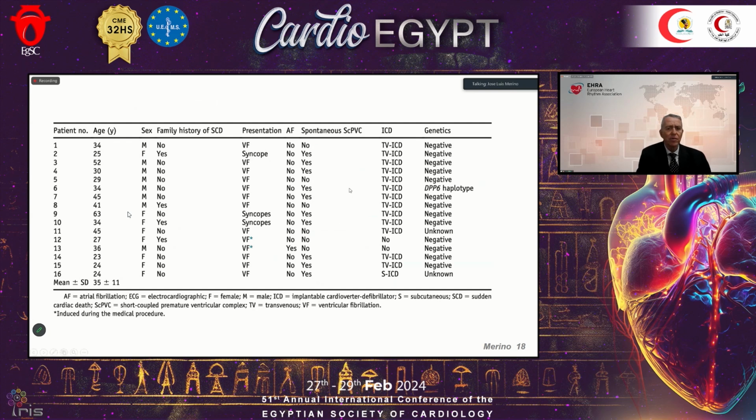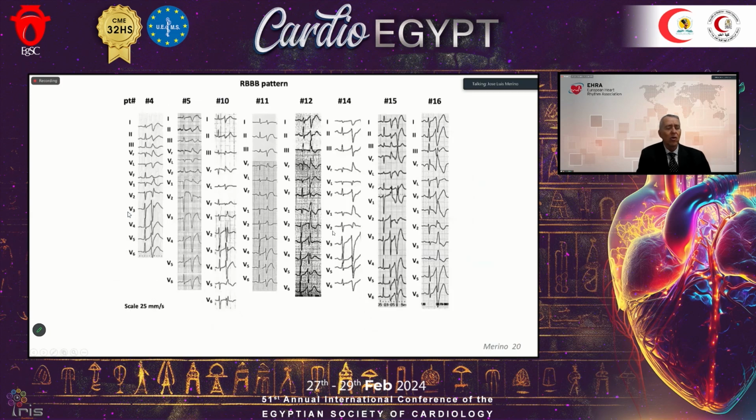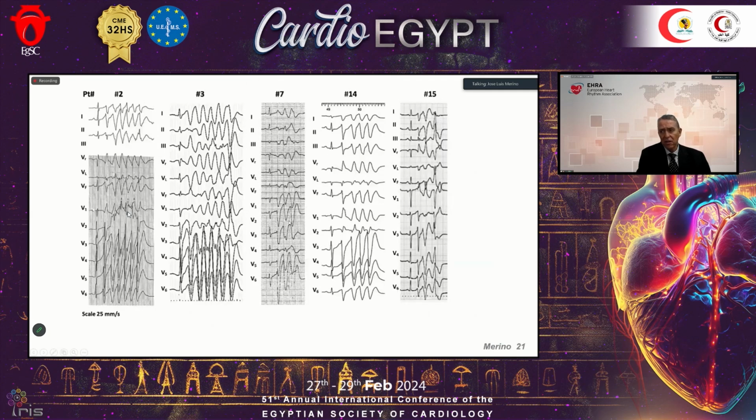Many of these patients had previously had an ICD because they had VF, as I said. The interesting thing is that here you can see the type of morphology. We have patients with a left bundle branch block appearance of these flecainide or ajmaline induced PVCs, but at all times they had a right bundle branch block. Sometimes they evolve to non-sustained or even sustained forms of VT.